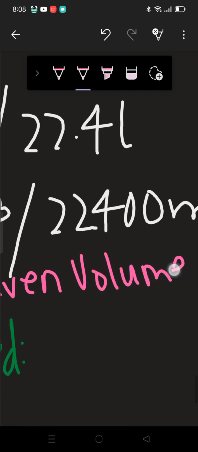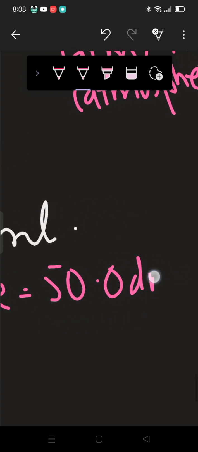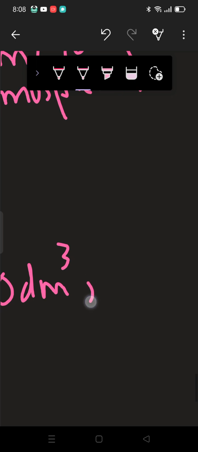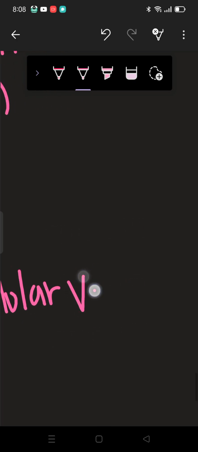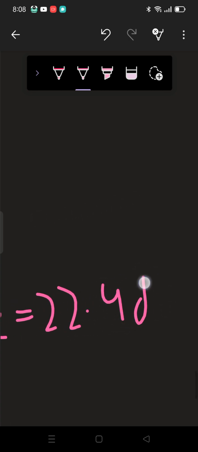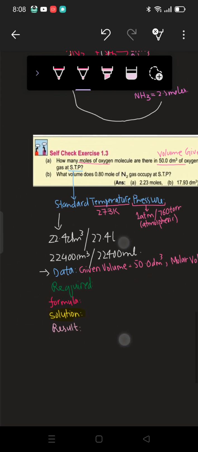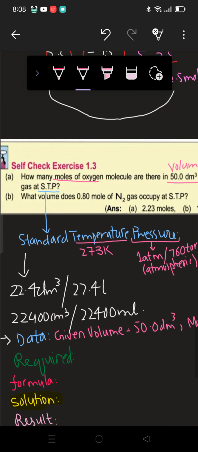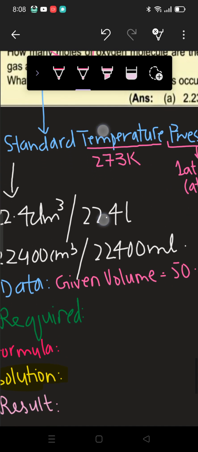Given volume is 50.0 dm cube, right? And we know the molar volume of any gas at STP as well. Molar volume at STP of any gas is 22.4 decimeter cube. So this is the data we have. Now what is required in the question? What we actually need to find? We need to find the moles of oxygen.